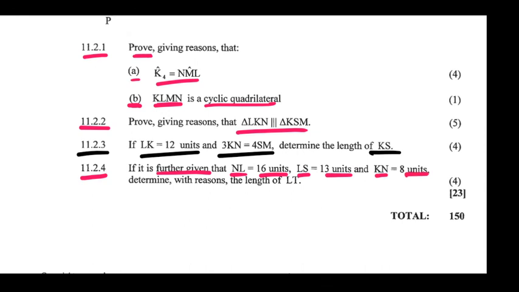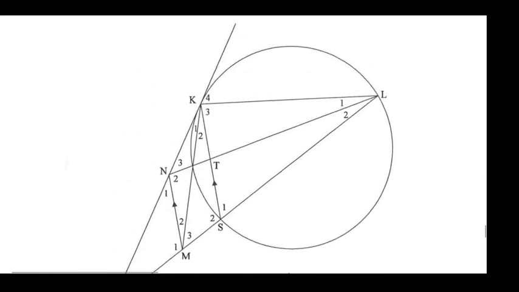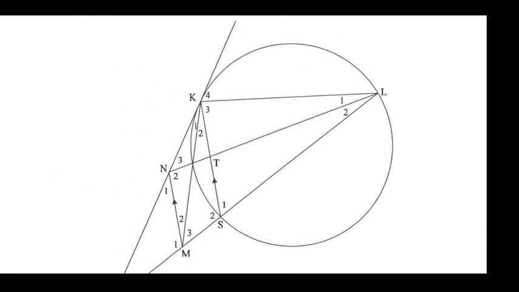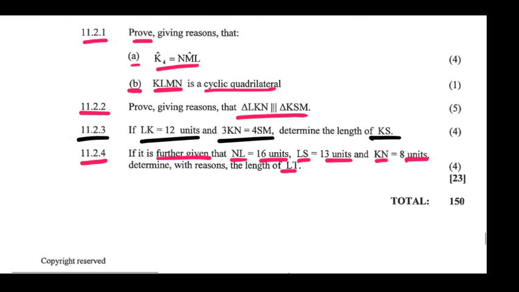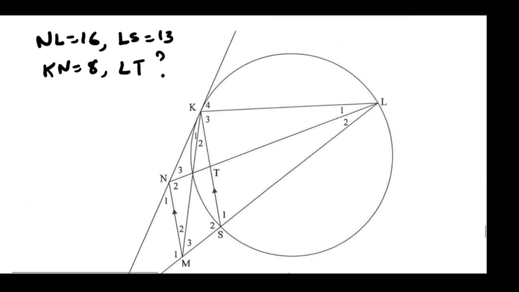Dealing with reasons, we must determine the length of LT, right? So let me just write the info next to this diagram because it will help us. You must note that NL is equal to 16 units, LS is equal to 13 units, KN is equal to 8. LT is what we are looking for, right? Let me just confirm, yes, LT is what we are looking for.